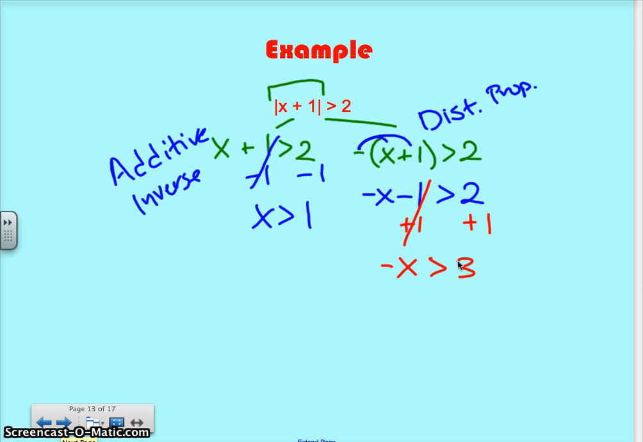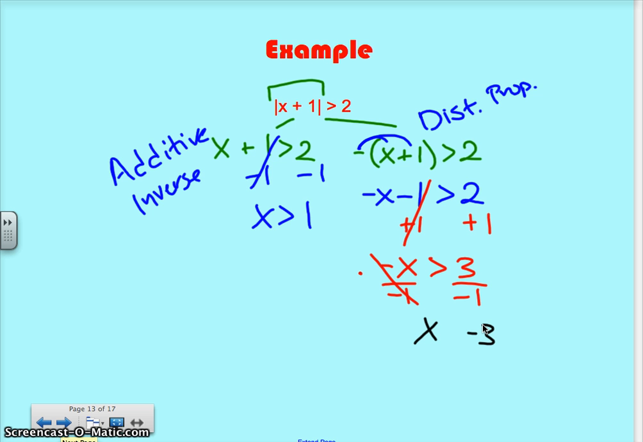I've got to get rid of this negative on my x. So I'm going to divide by negative 1 here, so I can get rid of that. This is the multiplicative inverse that we're using right here. These cancel out. So what I'm left with here is I have x, and I have 3 divided by negative 1, which is negative 3. Now remember the rule we just went over though.